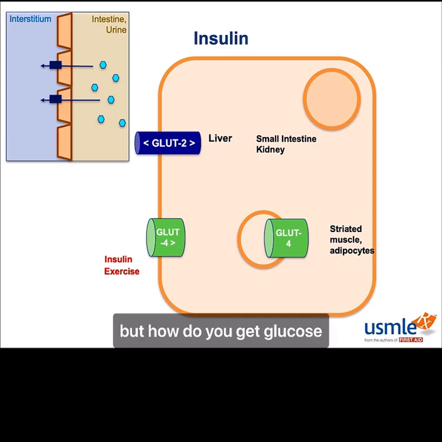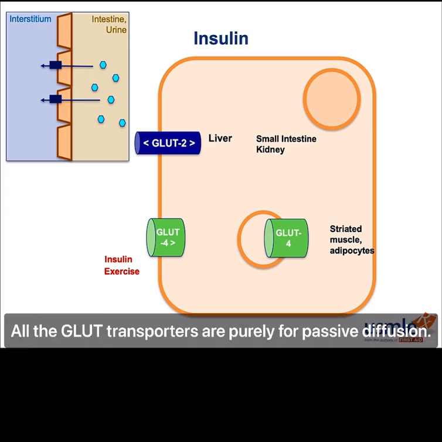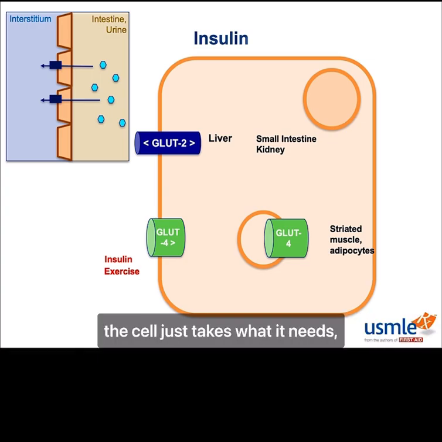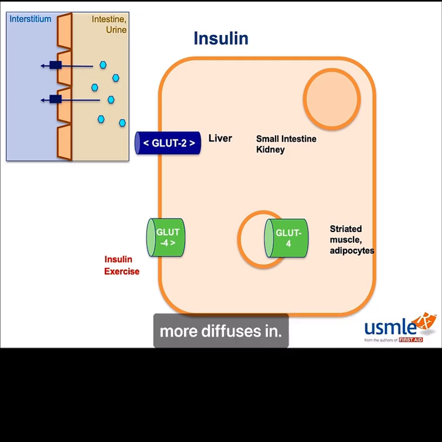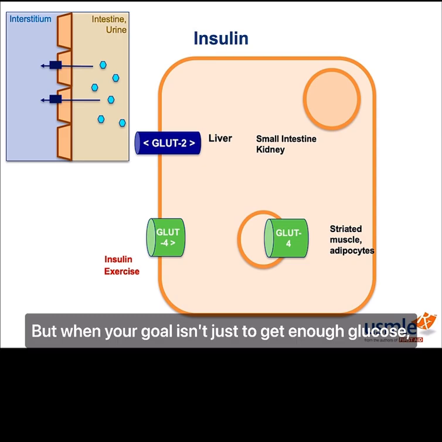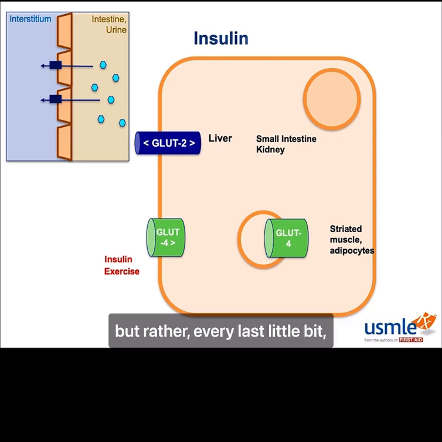But how do you get glucose into the cells in the first place? Hint, it's not a GLUT transporter. All the GLUT transporters are purely for passive diffusion, which is fine because in most cases the cell just takes what it needs, and where there's low glucose concentration, more diffuses in. But when your goal isn't just to get enough glucose, but rather every last little bit, well then you need to kick it up a notch.